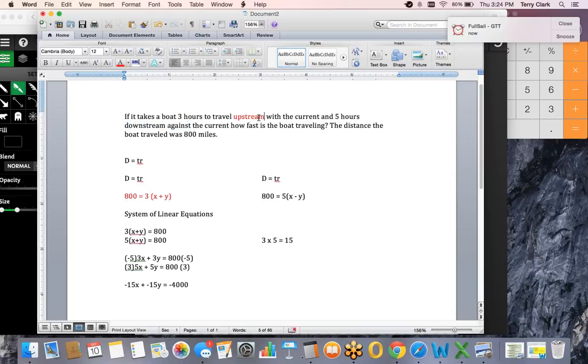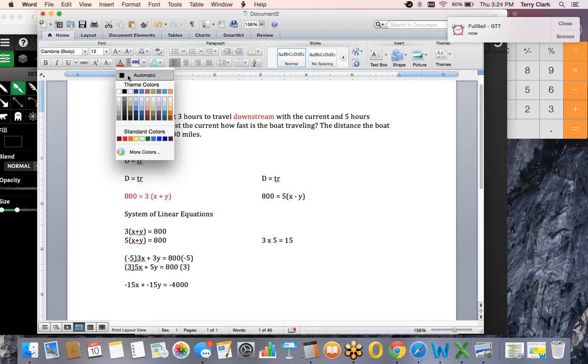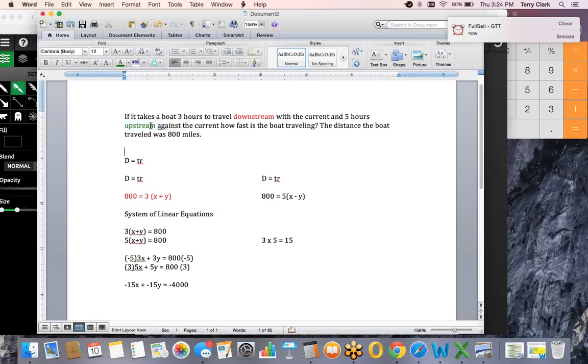You know what? Even my terminology is not right. This should be downstream. Downstream should be with the current, and upstream should be against the current. This was not a beautiful problem to begin with. So downstream, obviously the current's going to go faster, like water falling. God, I really didn't do well on this at all. And upstream is going to be going against, so that's going to be subtracting. Okay, there we go. Let me change this to blue.